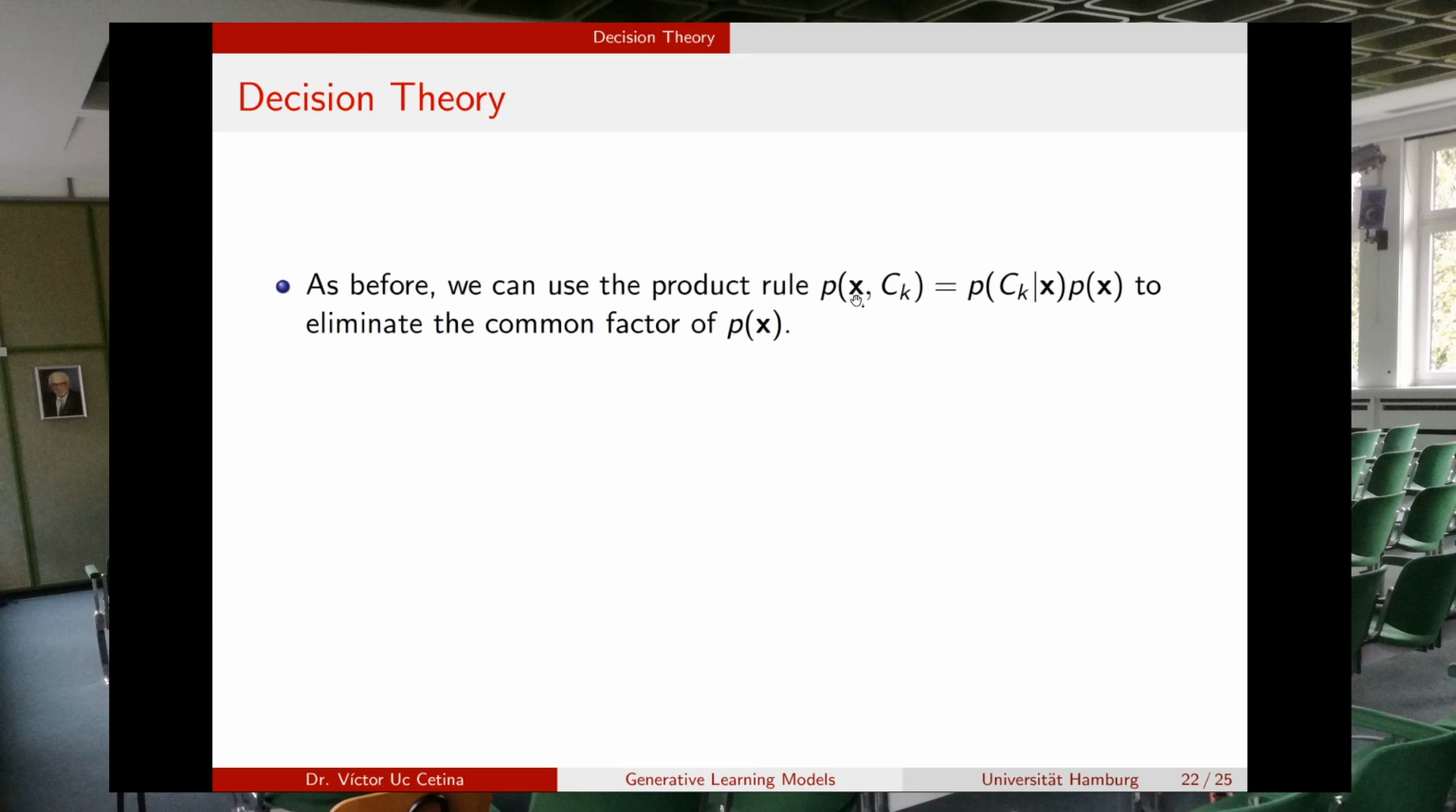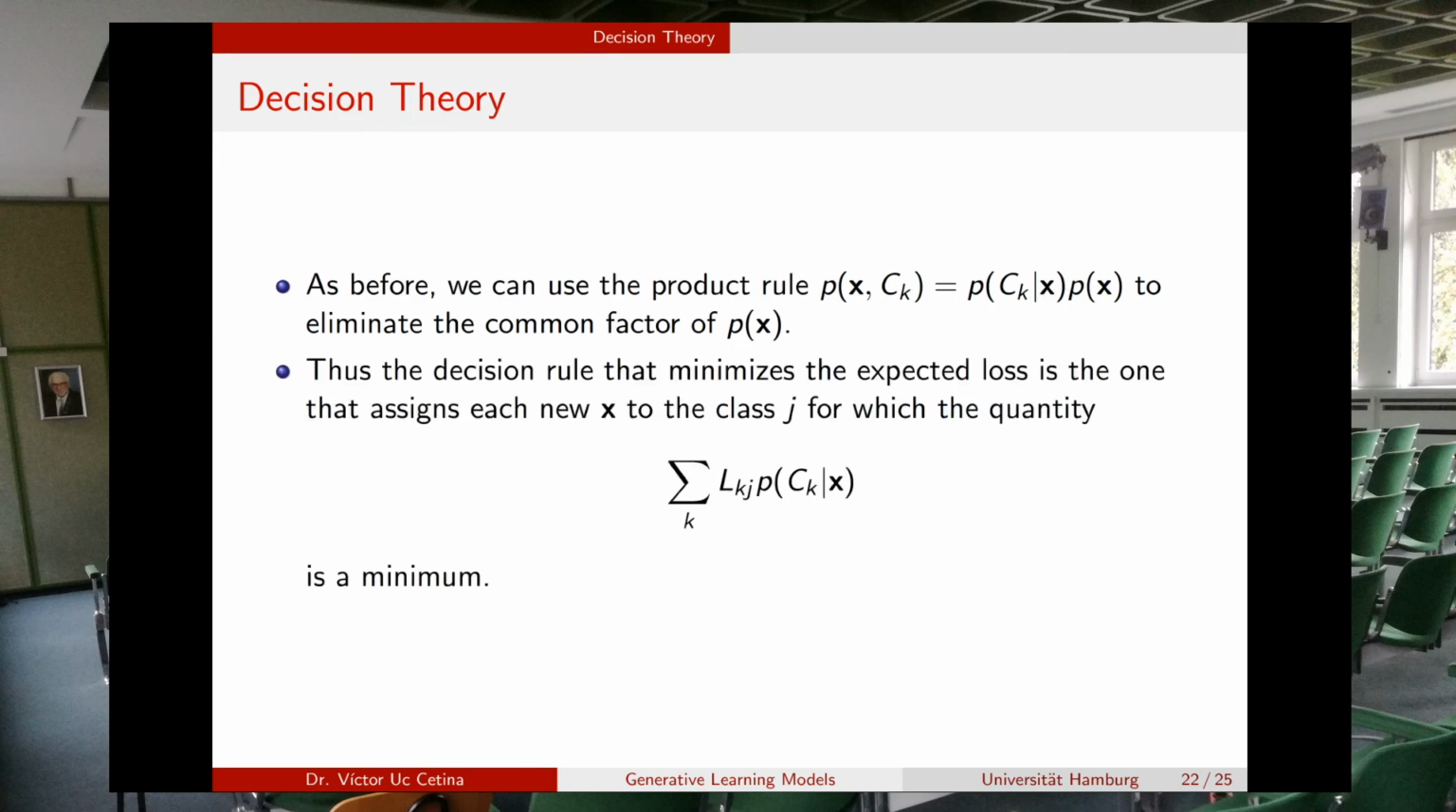As before, we can use the product rule to eliminate the common factor. So in the same way we explained before, we don't really need to compute the denominator. We can simply compute the product here if we just want to have a score to make a decision. Thus, the decision rule that minimizes the expected loss is the one that assigns each new x to the class j for which this quantity here is a minimum.